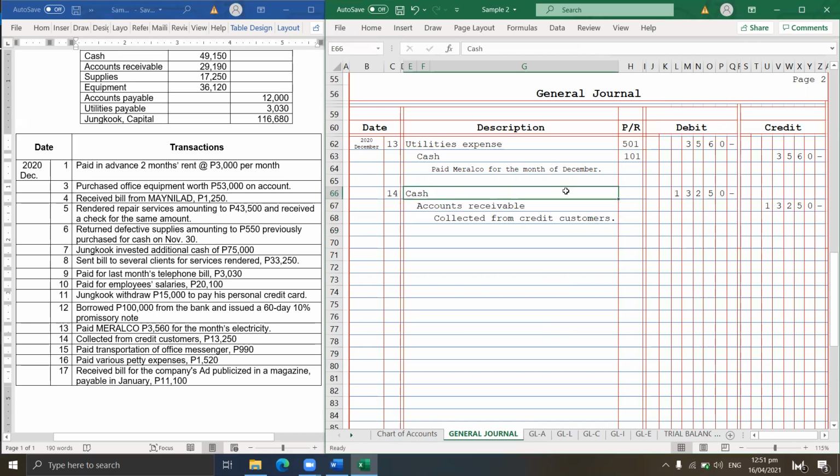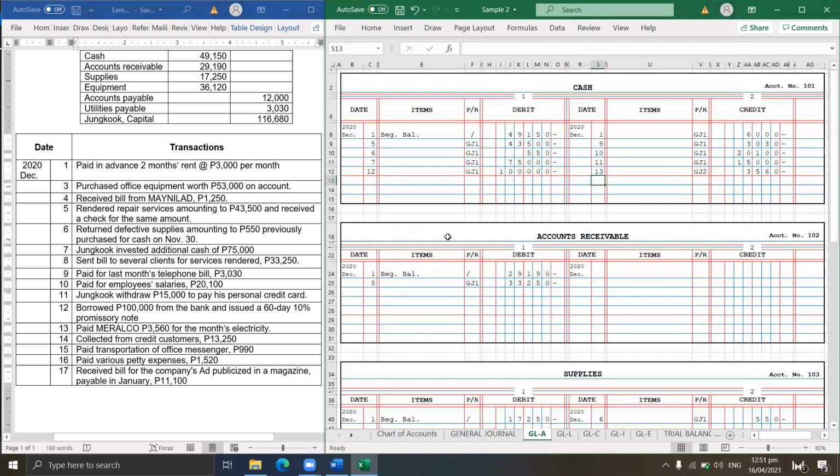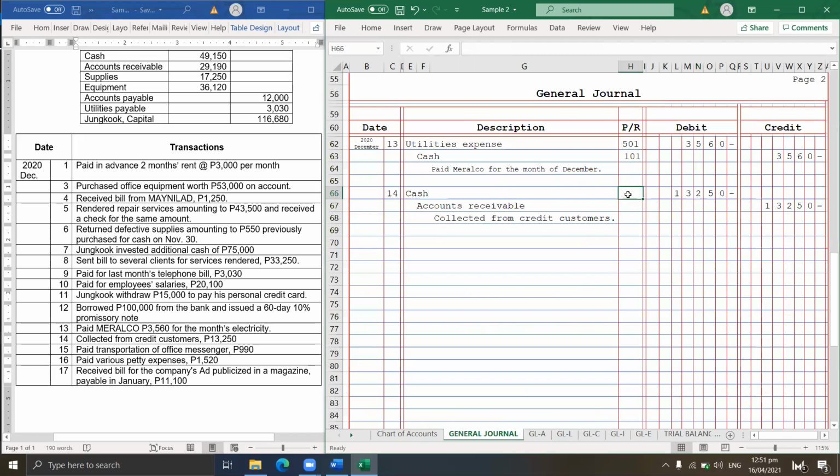Okay? So ayan, typically, no, we post it, so debit to cash, no, 13,250. So hanapin natin yung cash. So it's December 14, no items to be written. It's already GJ page number 2. Then 13,250 will be posted. So after posting, balik tayo sa journal for our account number. Okay? So put 101.